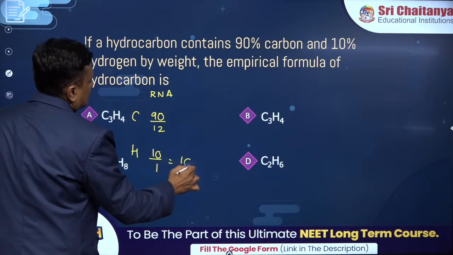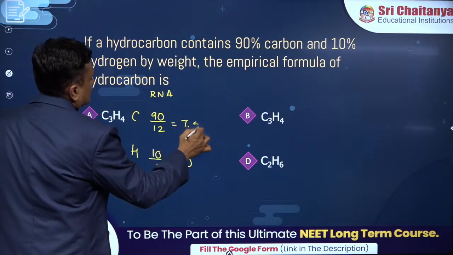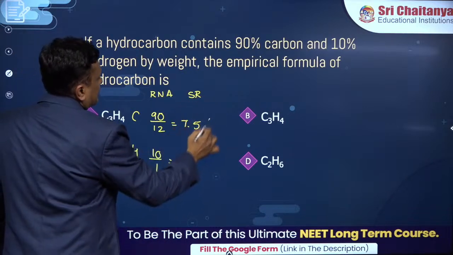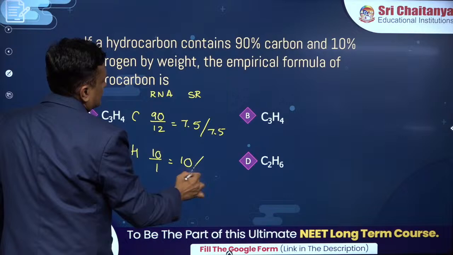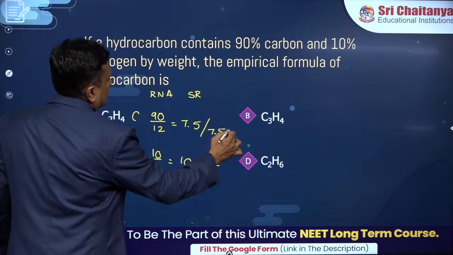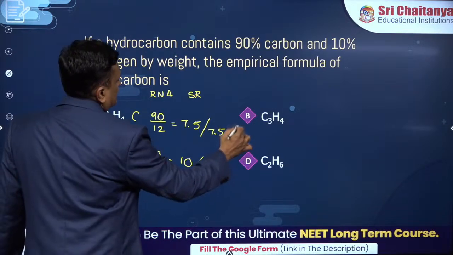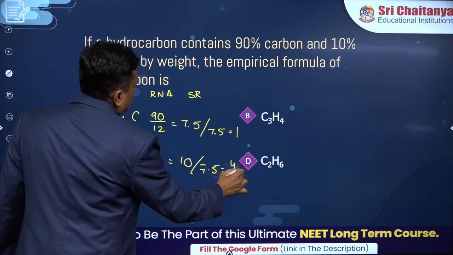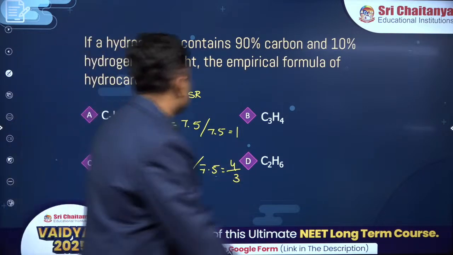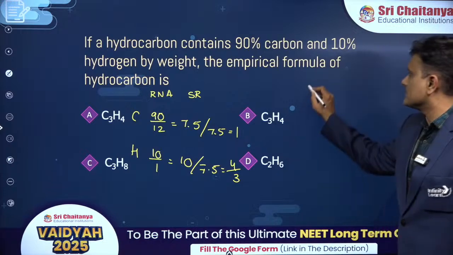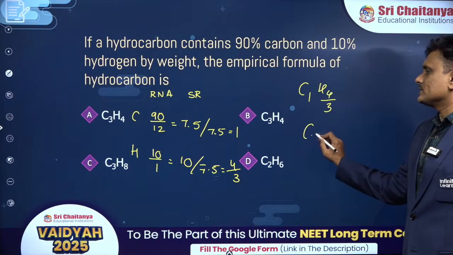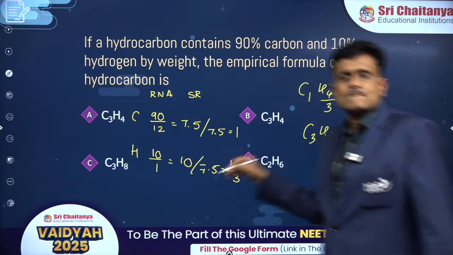When you simplify this, you will get 7.5 and 10, easy. Then you have to find out the simplest ratio by dividing it with the smallest value. The smallest is 7.5. You can see the ratio is found to be 1 : 4/3. So you can see that the empirical formula is C1H4/3 or C3H4.